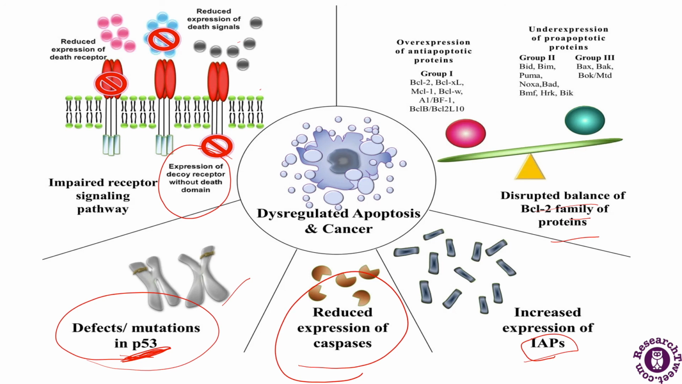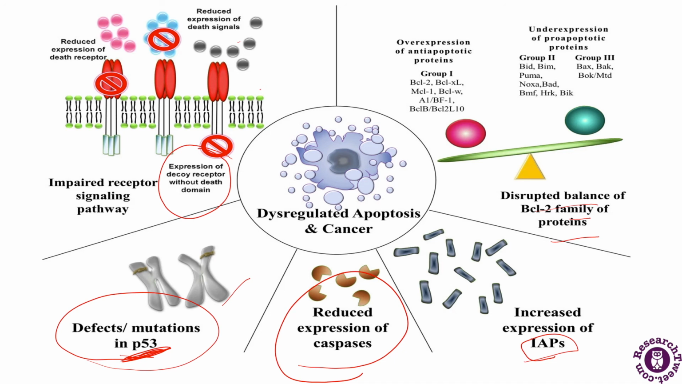The mechanism by which the evasion of apoptosis occurs can be broadly divided into a disrupted balance of pro-apoptotic and anti-apoptotic proteins, then reduced caspase function, and impaired death receptor signaling. This is the figure which is representing all of this in a detailed manner.